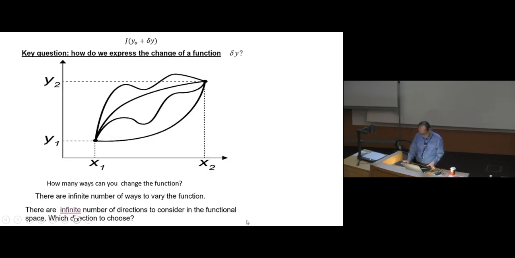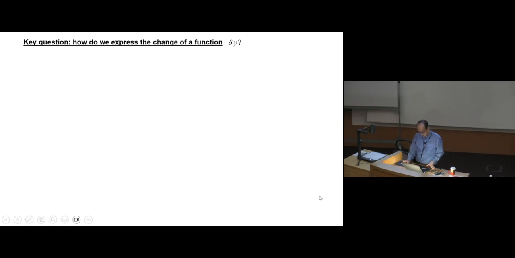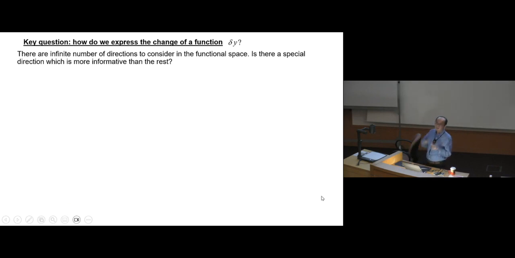But here there are infinite number of ways, so which direction do we choose? We know there are infinite number of directions to consider in the functional space. Among all the directions, is there a special direction which is more informative than the others? There are infinite possibilities to change. Is there anything special about one of them?